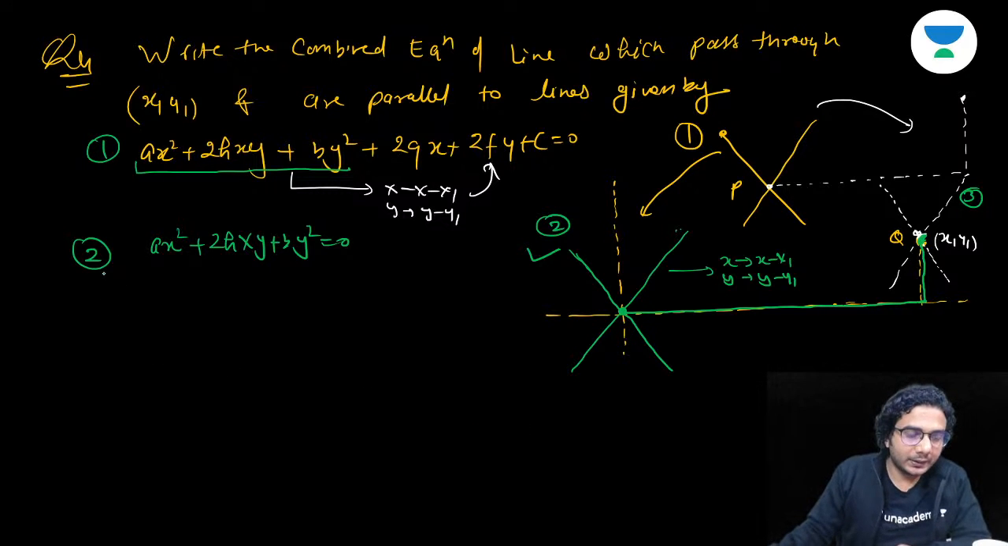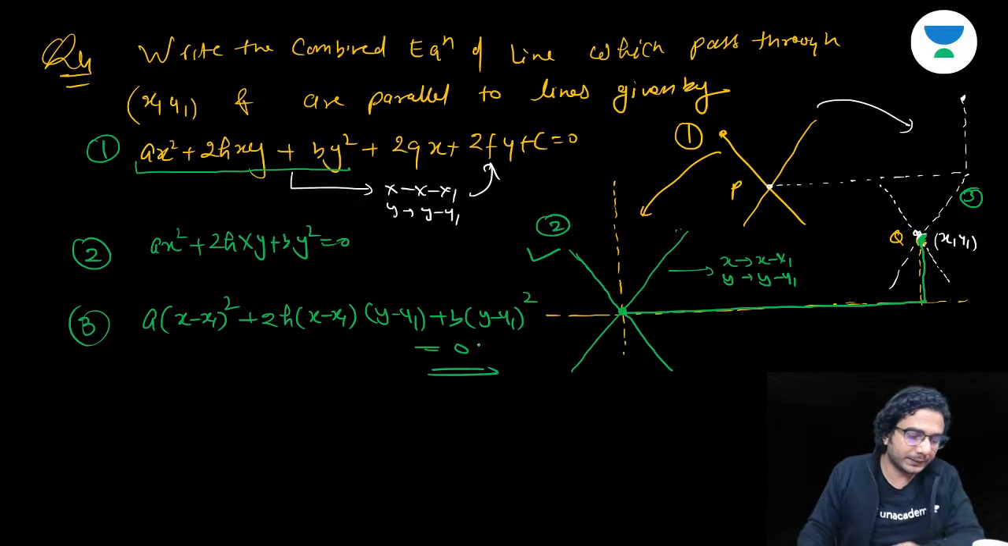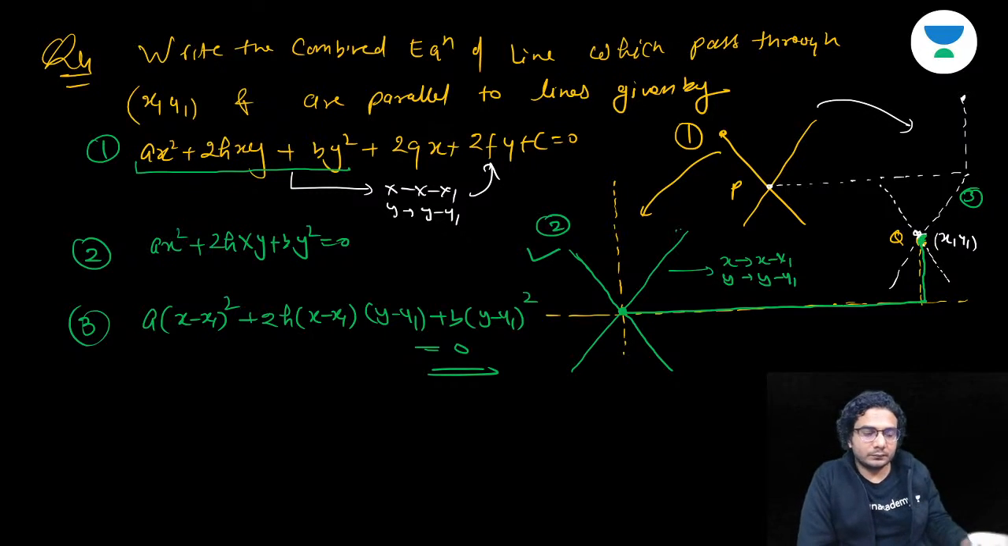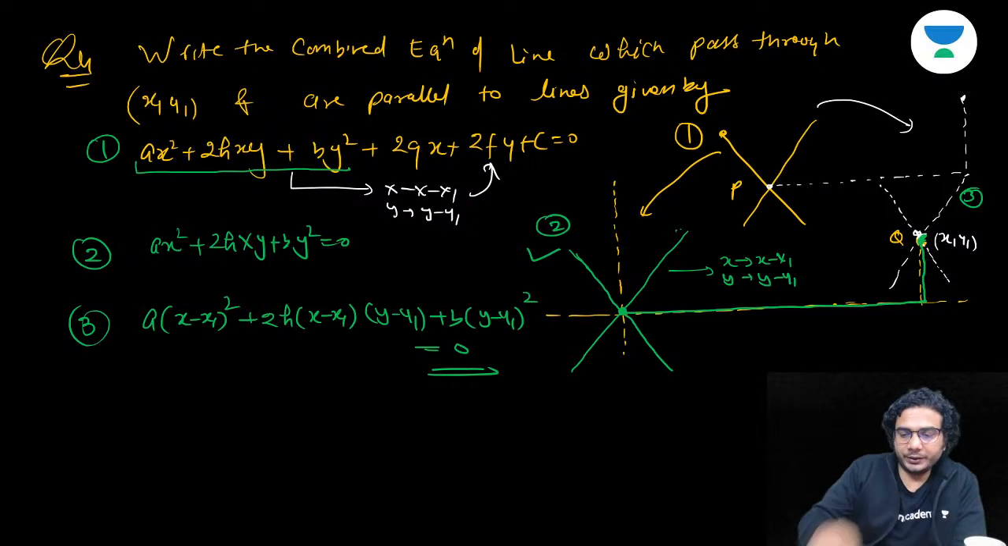Are you understanding it? Now equation number 3 is going to be a times x minus x1 whole square plus 2h times x minus x1 into y minus y1 plus b times y minus y1 whole square equal to 0. Okay, this is the answer. Now tell me, did you guys get it? All right, good.